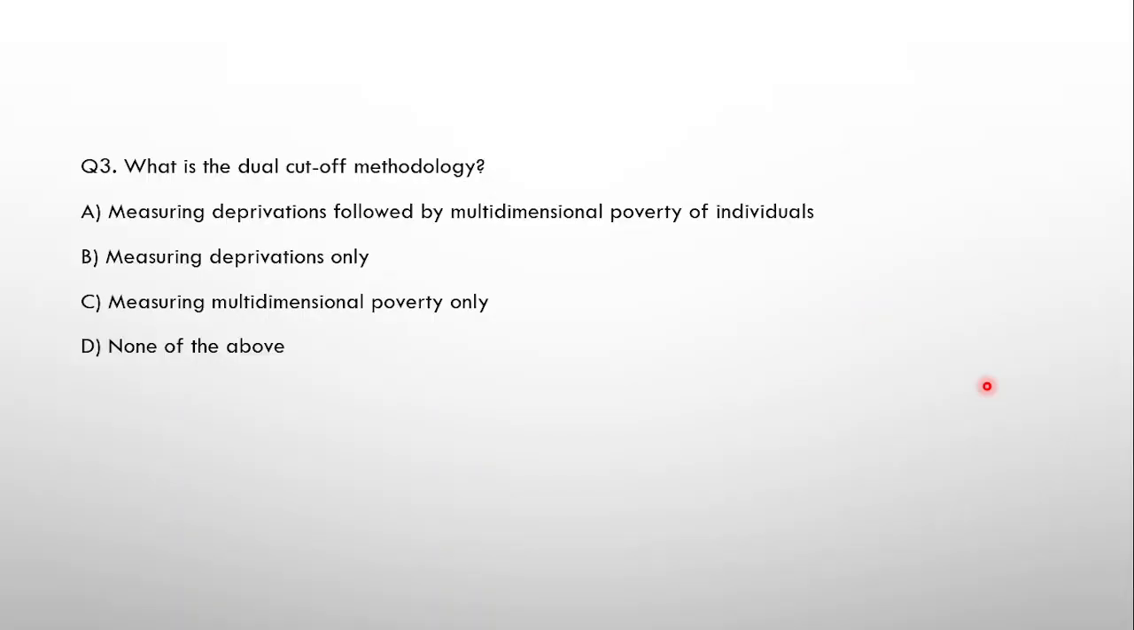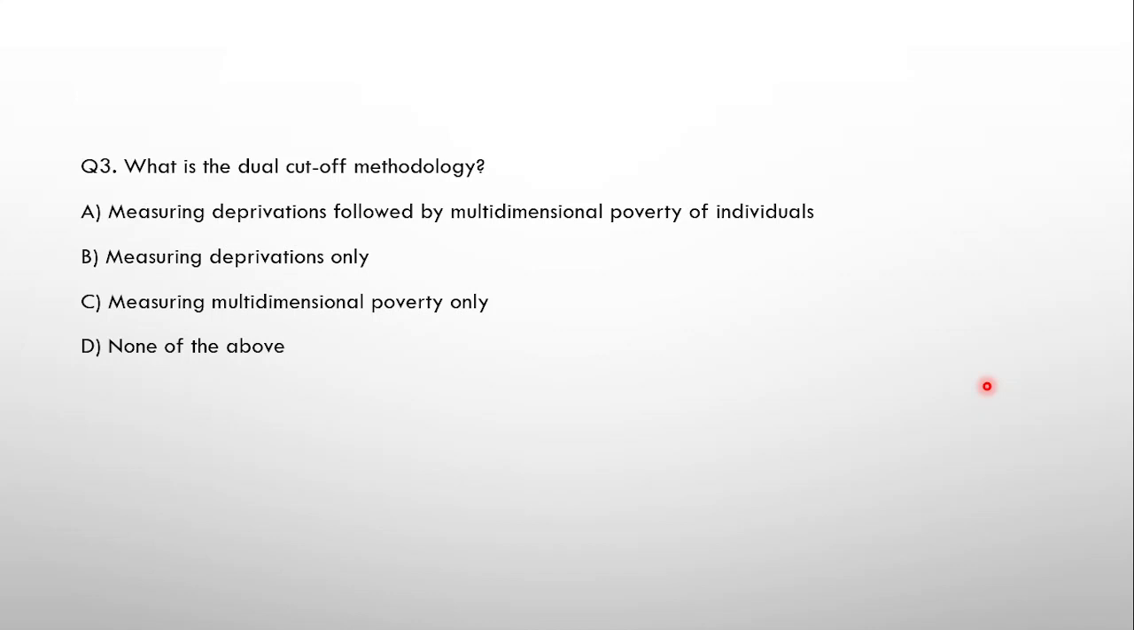The dual cutoff methodology. Okay, so you have two cutoffs, right? You have the deprivation cutoff and the poverty cutoff. So what is the deprivation cutoff? The deprivation cutoff is for each indicator. Let's say years of schooling. If you remember that diagram that I showed, whether someone has 6 years of schooling or not, and then you set the value to 1 or 0 according to that. The poverty cutoff is for all 12 indicators for a particular person.